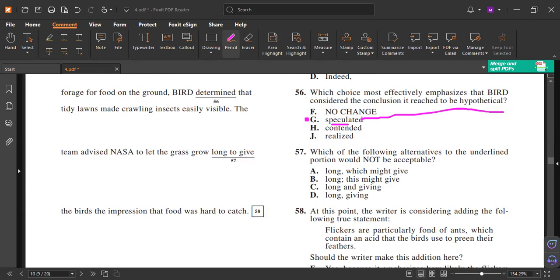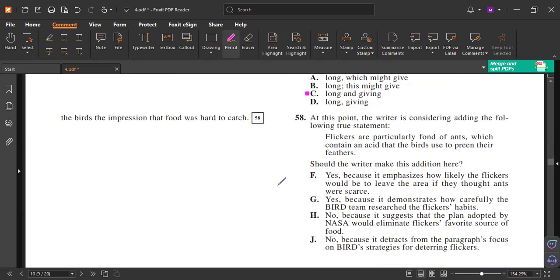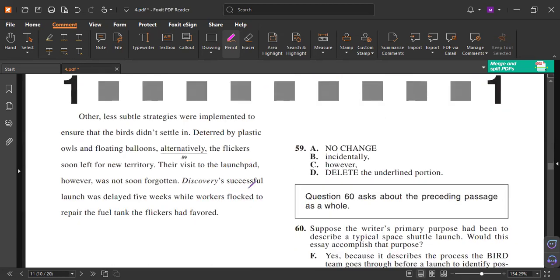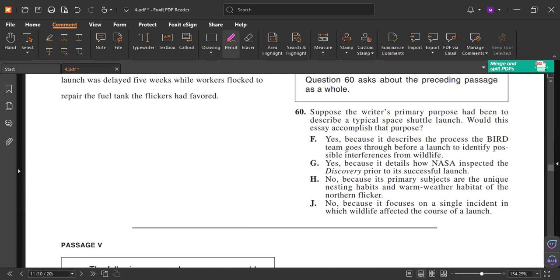57C. 57, correct. 58J. 58, correct. 59D. 59, correct. 60G. 60 must be J. J. Said focus on a single incident in which wildlife affected the course of knowledge. That is right. Not describe a typical space shuttle launch.